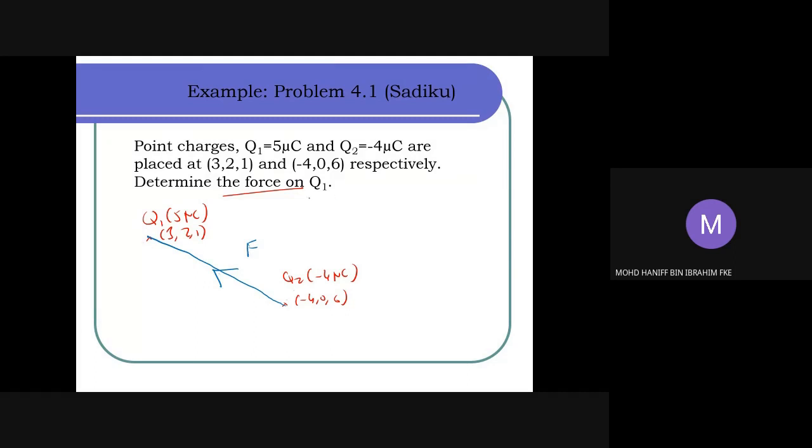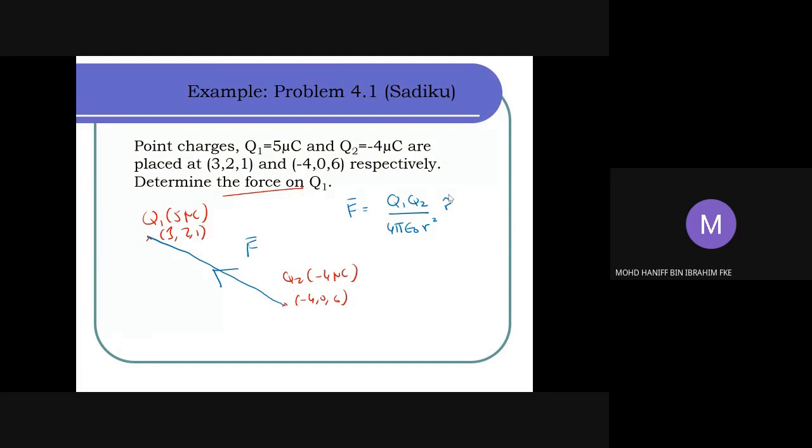Okay, so from here, I can write the force in a vector form. The force vector should be equal to Q1 Q2, based on the equation of force that we have learned before, divided by 4 pi epsilon naught, R squared, in the direction of the unit vector of R. That should be the equation that we need to use.